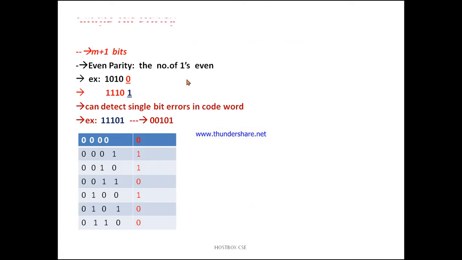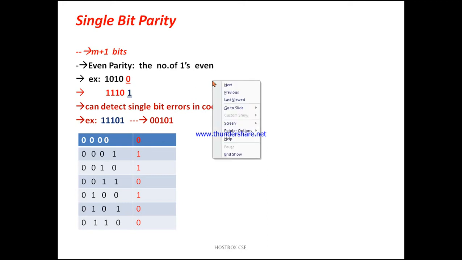So here, single bit parity we can find with the help of m plus 1 bits. Even parity means the number of ones should be even. For example, I am sending the data 1010, which has an even number of ones, so the parity bit will be 0.